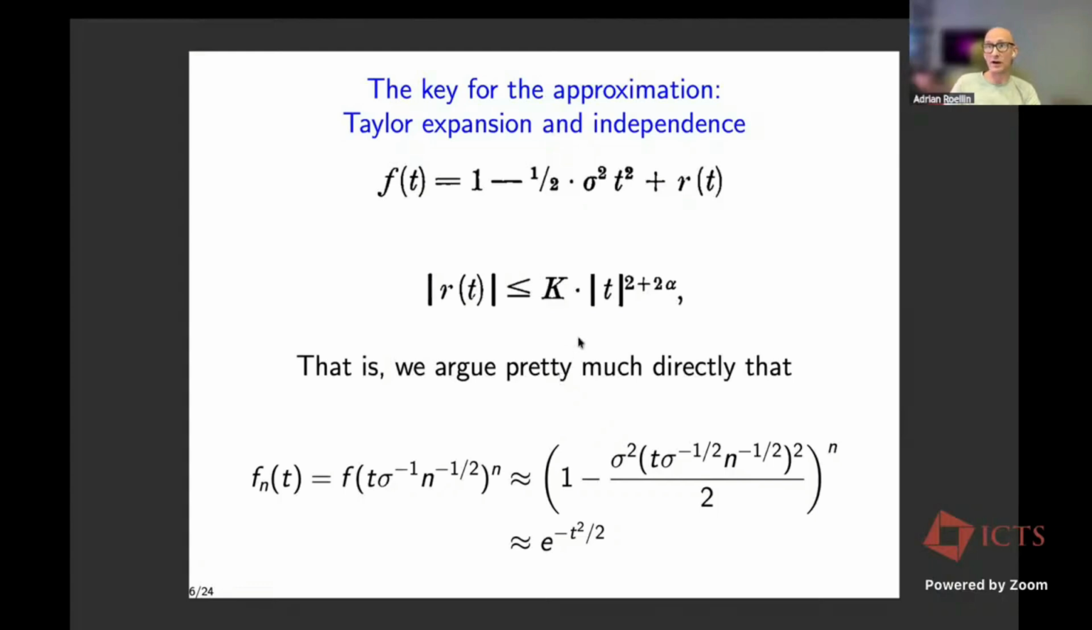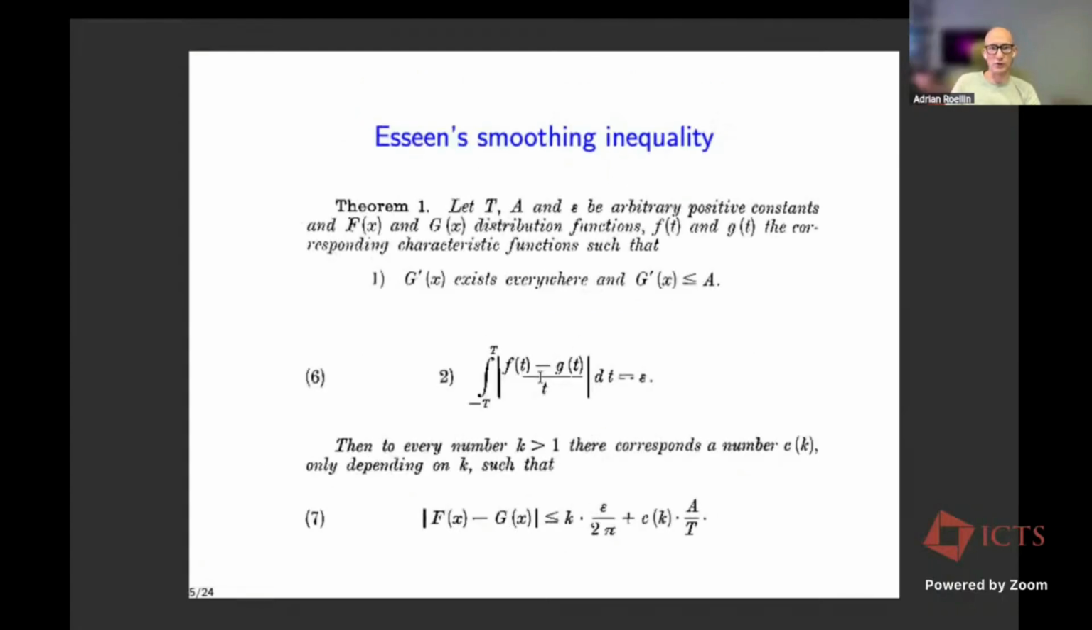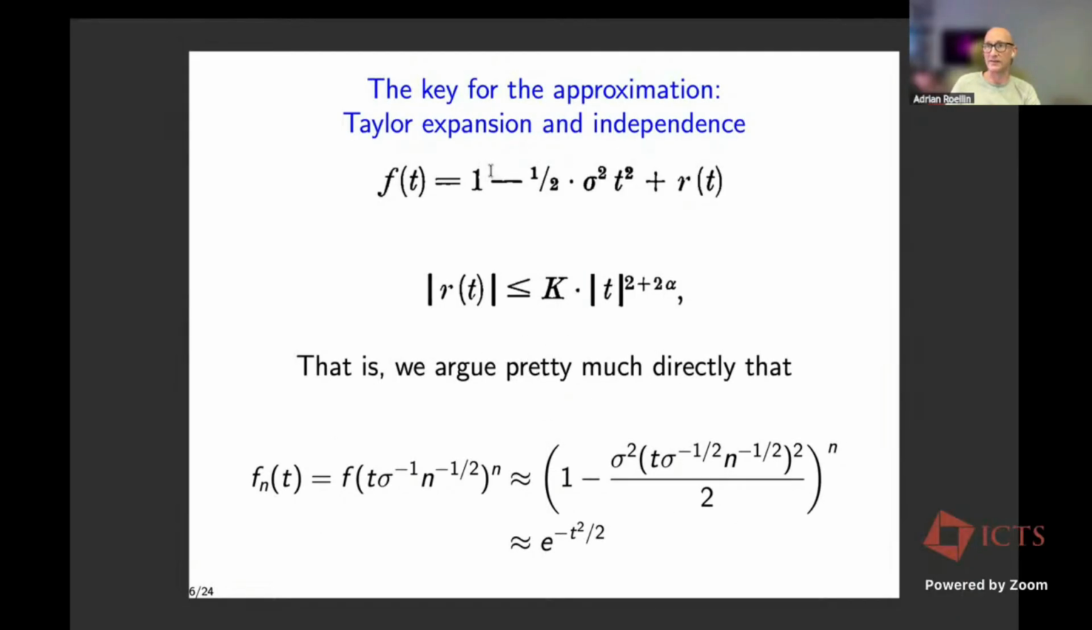So let's see how he argued roughly. How do you show this? We still have to calculate this integral, or at least upper bound this integral. And what Esseen did is essentially the following argument. We have the characteristic function f is 1 minus 1/2 sigma squared t squared plus an error term from the Taylor expansion. And we pretty much argue directly. So let's say the standardized sum has a characteristic function, we call that f sub n. Because they're independent.